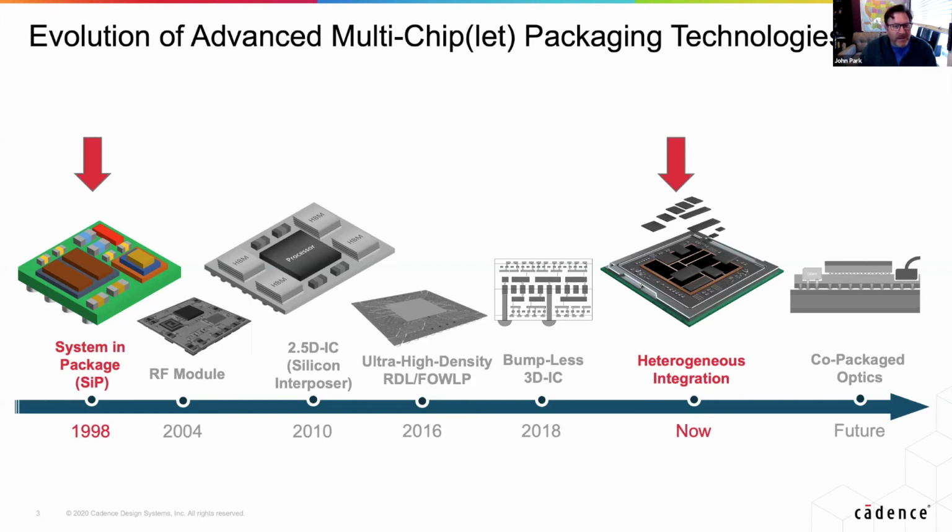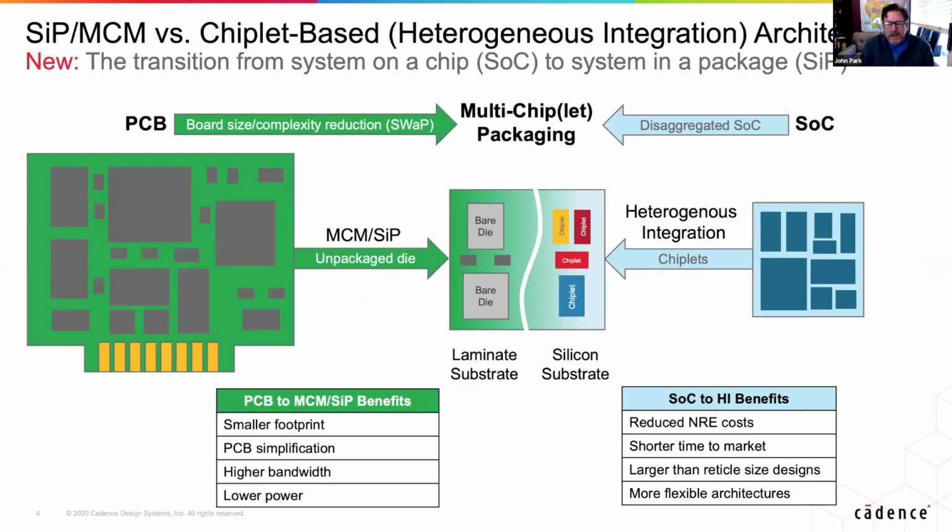Because a lot of people interchange those different terms, and I think it's important to get a definition down. So let's jump right into, at least in my mind, a pretty succinct definition that talks about SIP and then talks about heterogeneous integration. We're going to start on the left-hand side of the graphic here, and we start with a PCB.